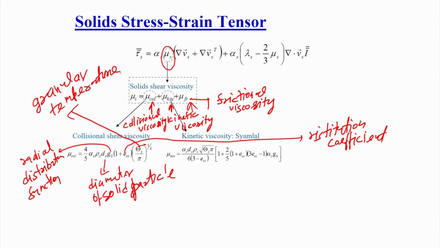So, it says that mu collisional is going to be proportional to the square root of granular temperature. It is going to be a function of the radial distribution function of the solid. It means how the solids are radially distributed. What is the restitution coefficient?